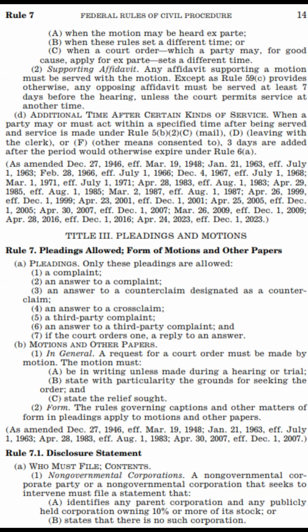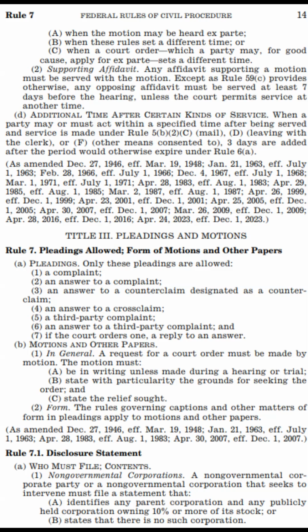B. Motions and other papers. 1. In general, a request for a court order must be made by motion. The motion must: a. Be in writing unless made during a hearing or trial, b. State with particularity the grounds for seeking the order, and c. State the relief sought. 2. Form. The rules governing captions and other matters of form in pleadings apply to motions and other papers.